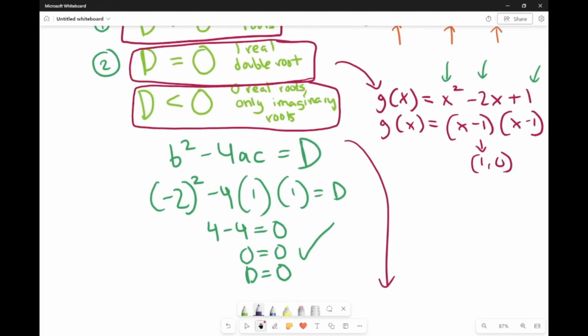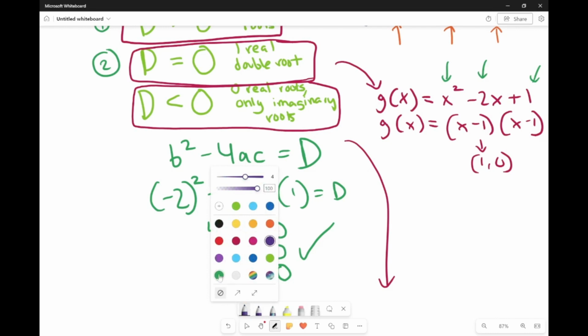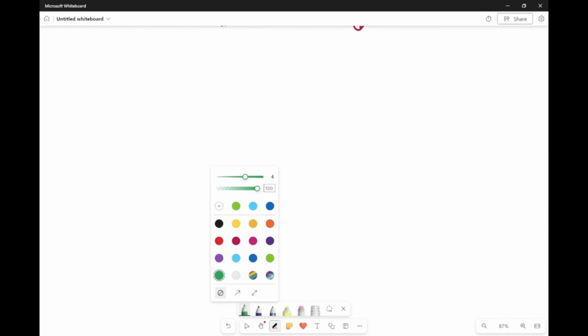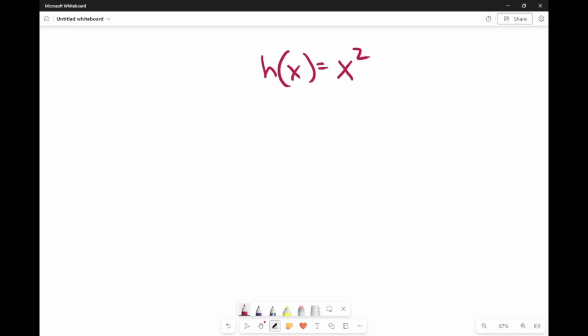Alright, and the last thing I want to talk about, sorry for the cut there, had to fix something, is when we have no real roots, when d is less than 0. So let's think of an expression right now. We've done f of x, we've done g of x. Let's do h of x. Let's say h of x is equal to x squared. Let's see, what could be a good value for b? Let's say it's negative 50x plus, I don't know, man, 1,000, sure.